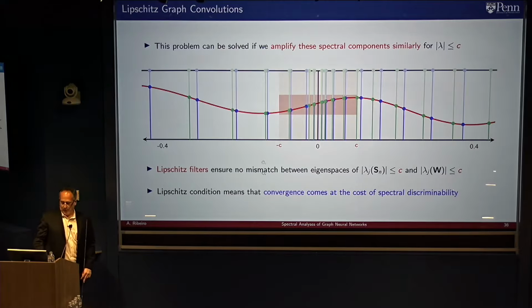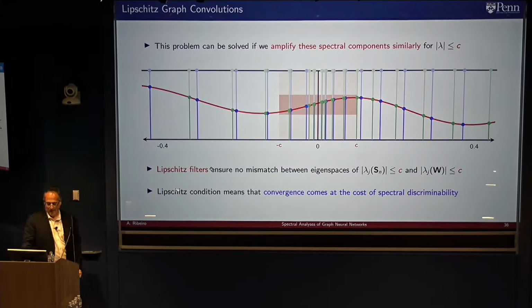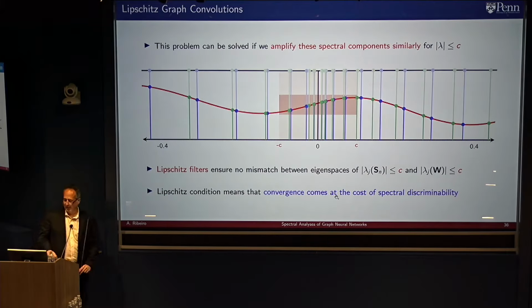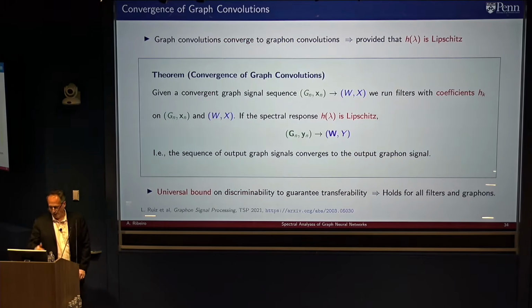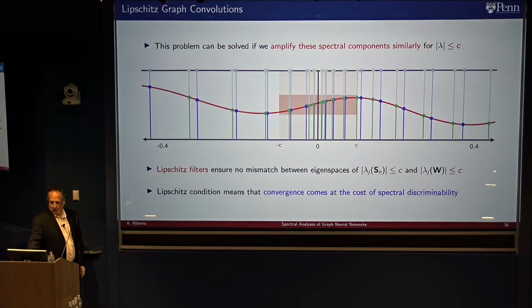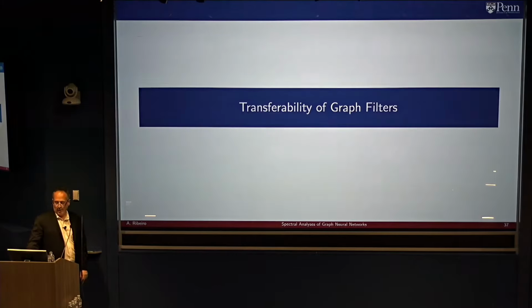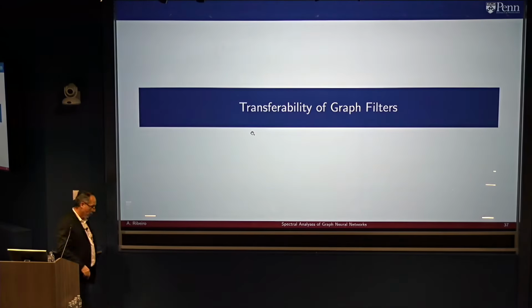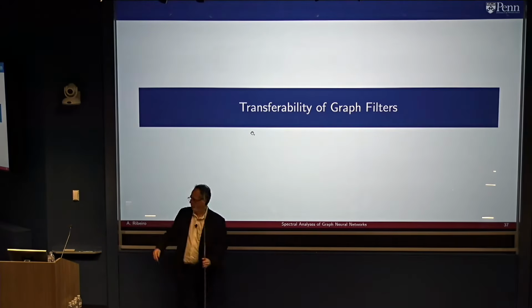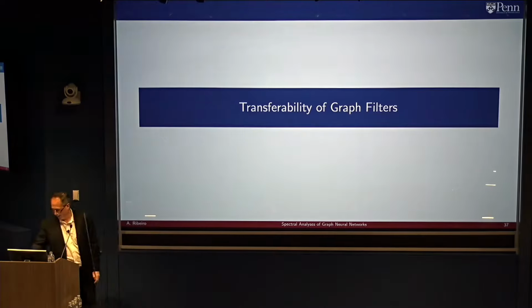Now, this is also a bit of a problem, if you wish, because it is telling you that the Lipschitz condition implies that convergence comes at the cost of spectral discriminability. And this bound, this theorem, doesn't really tell you exactly how. To solve that problem, let me show you the results that we call transferability of graph filters, which are not asymptotic, but finite n.